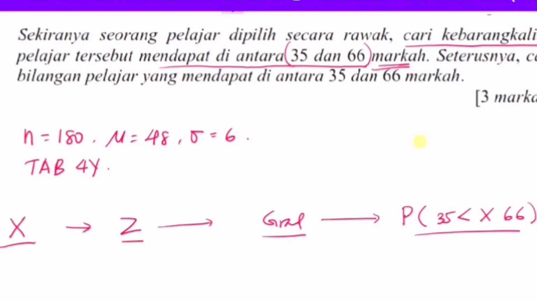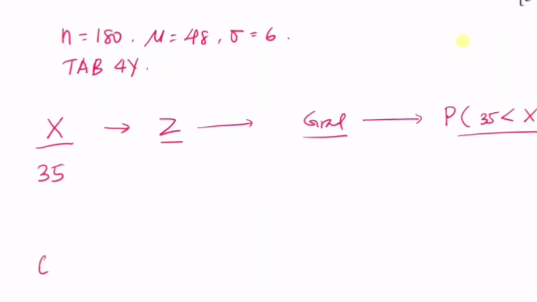Alright, so after you complete the 4 steps, now you try to list down all the important information and try to use the z-score formula. Okay, so let's see how to do the next step. Are you ready for the next step? You write down 35, write down 66, and then you convert to z-score one by one. Okay, so let's try to convert to z-score.